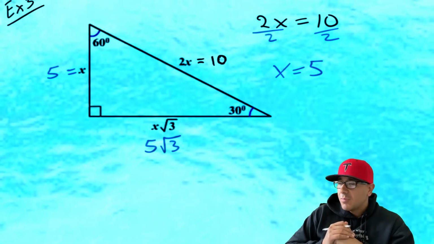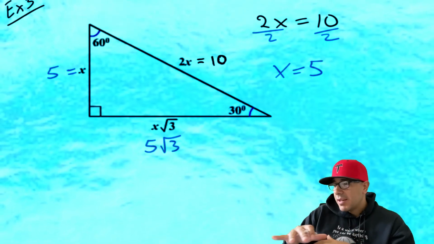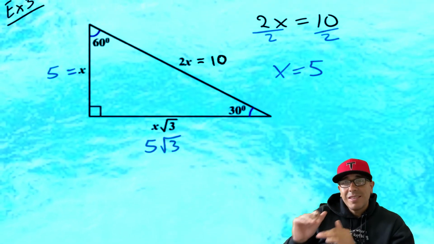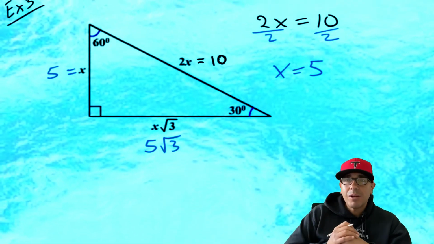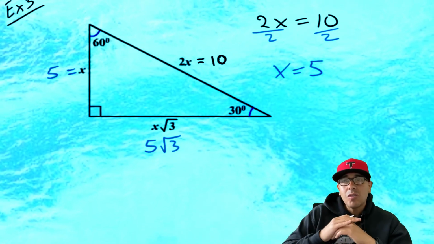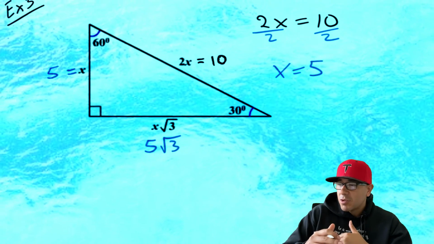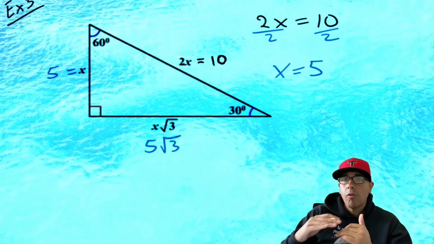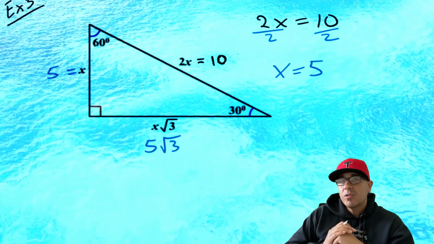Right? Not too bad. So whenever you see a problem talking about the 30, 60, 90 triangle, this is what you want to do, right? And again, this triangle is going to appear so much in trigonometry and calculus courses, and you're going to be using this idea over and over and over again. So again, make sure you understand it.